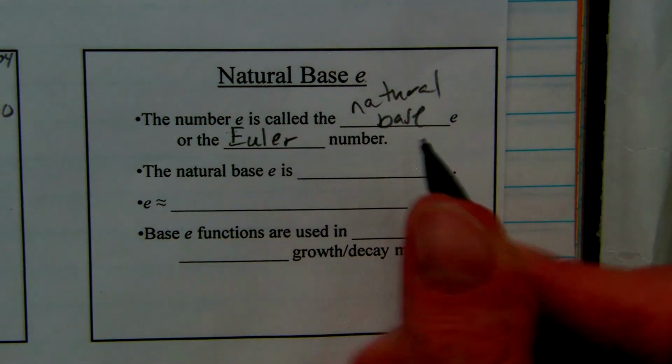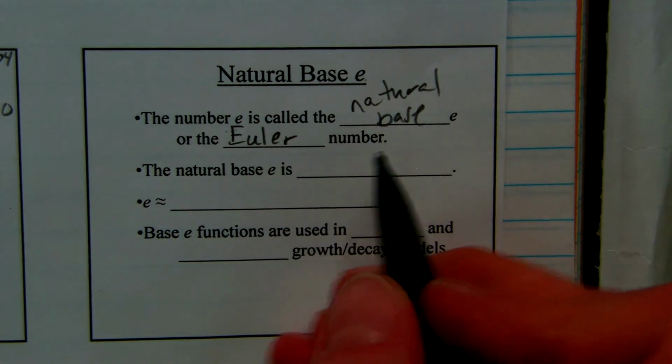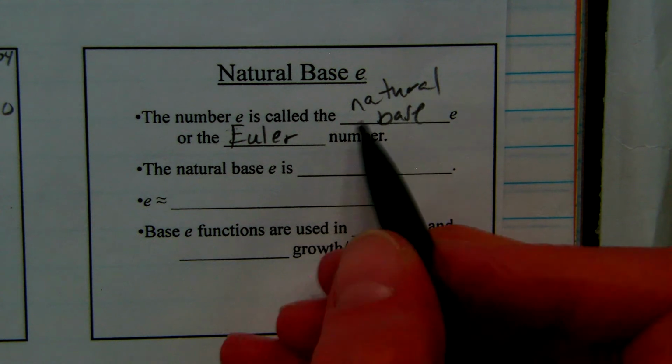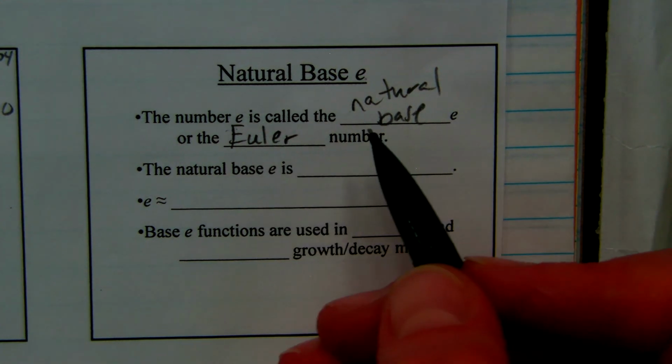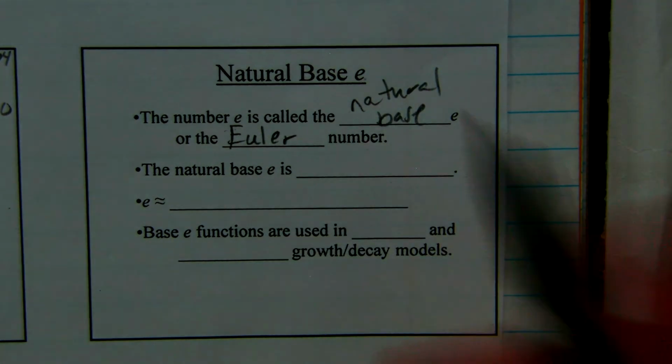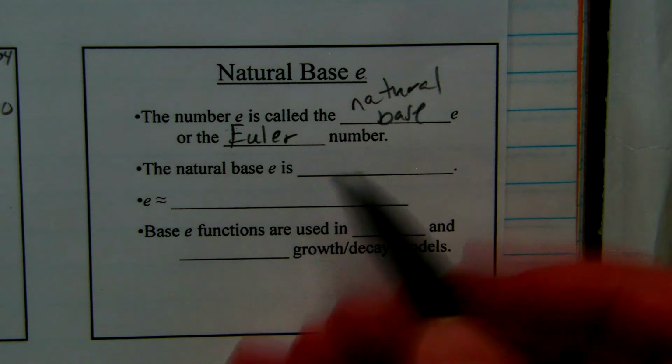It's named for a German mathematician. It's supposed to be spelled Euler. I've heard people pronounce it "Oiler," but I was told in German it's different. I don't speak German, so I really don't know. Okay, so the natural base e is.